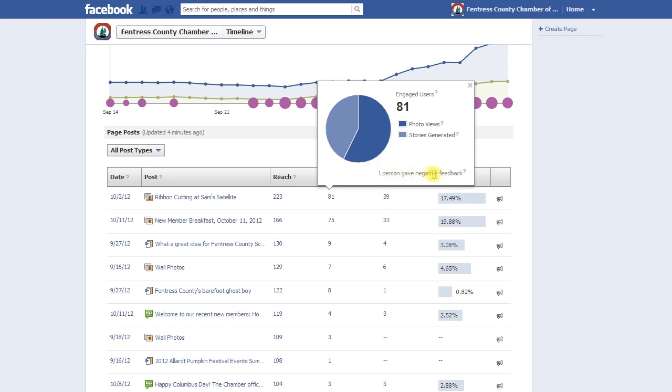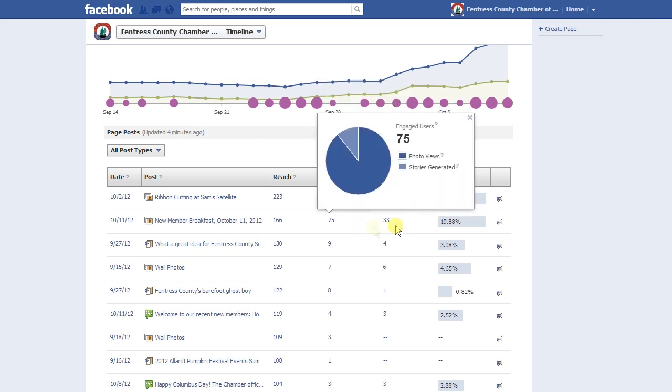Now one person gave negative feedback, which means they either hid the post or unliked the page. That is something that can be handy for you to know if you're doing a lot of posts and you're worried that you're posting too much. Well, you can come down here and see how much negative feedback you're getting, and if you see that you're really getting a lot of negatives, you better slow down how many posts you're doing a day. But you can always expect one every now and again, so don't worry about that.